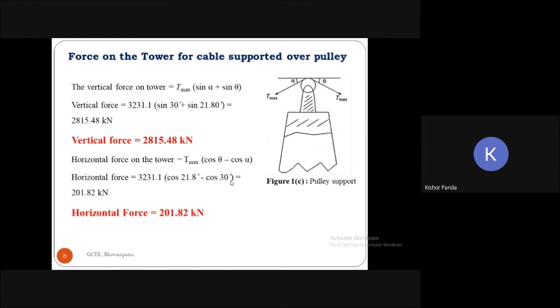Then find out what is the force on the tower when the cable is supported over pulley. So this is the pulley support, and here this is the cable, and this is the tension in the cable. The maximum tension in the cable is Tmax.